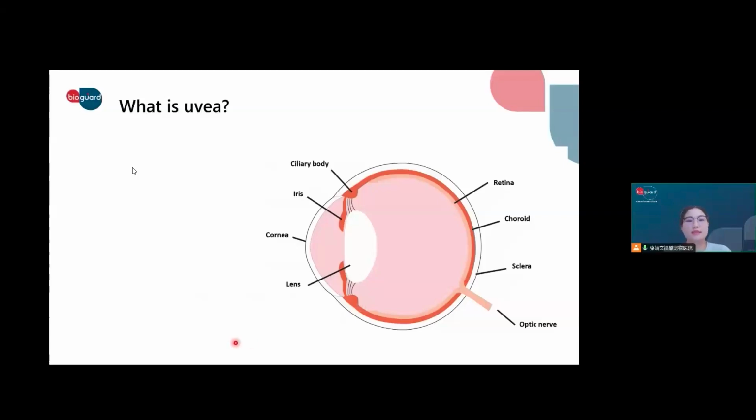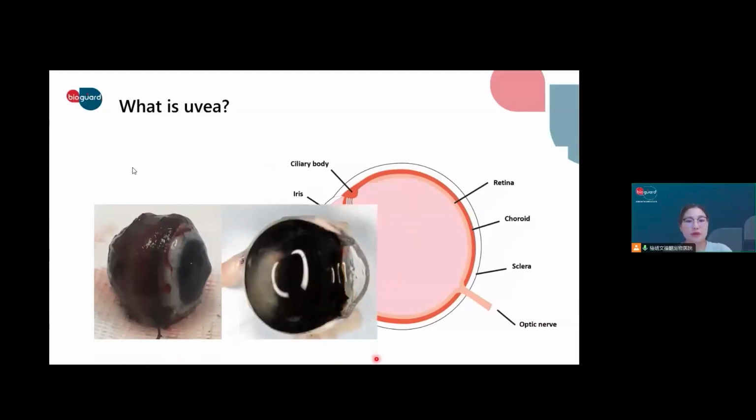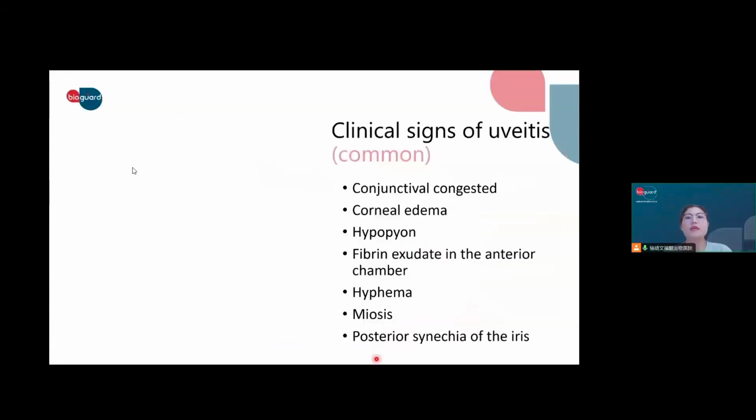This is the uvea. If you look at the whole uvea from the outside, it will look like this. This is the fully dissected uvea from a dog. If you look at the uvea from the inside, it will look like this picture. This is the sagittal plane view of the eyeball. Okay, let's get right to the common clinical signs of uveitis.